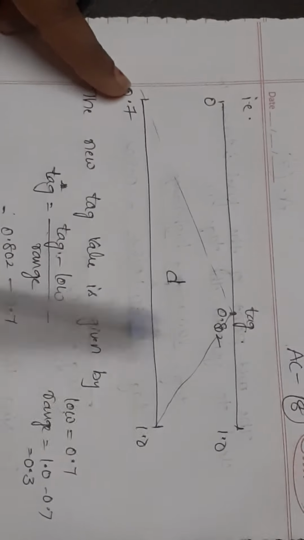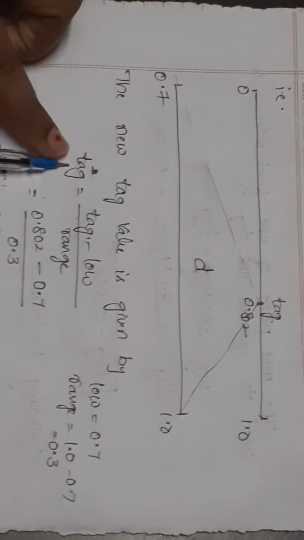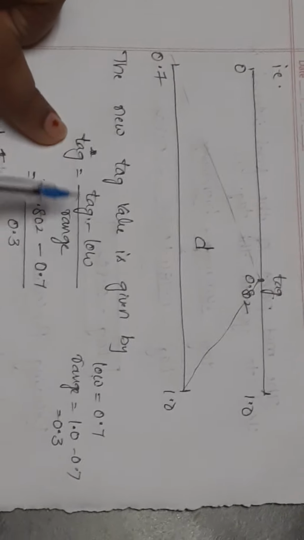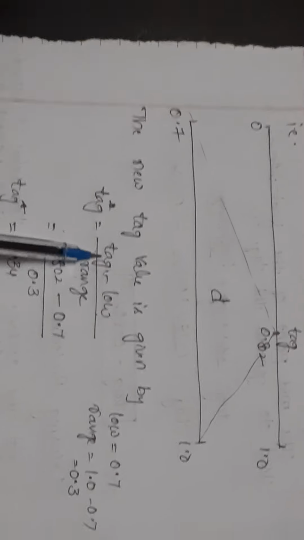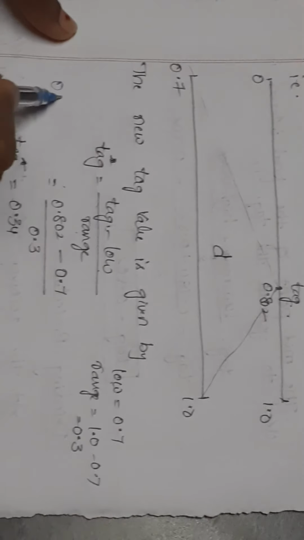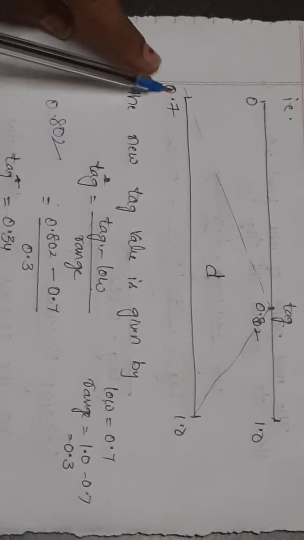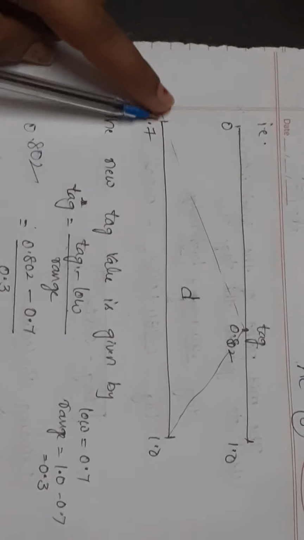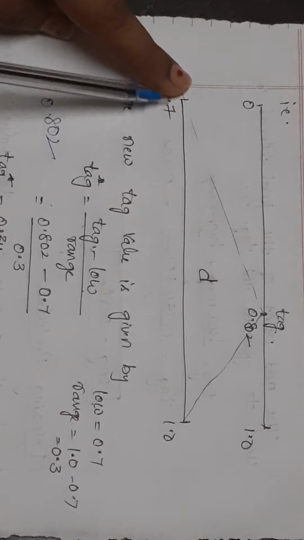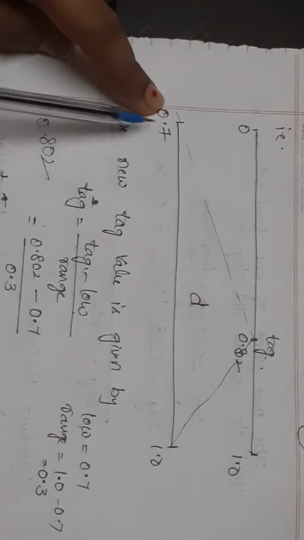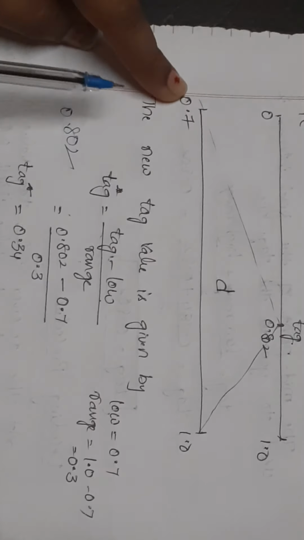To decode the next data, using this interval, I have to calculate the next value, that is, tag minus low divided by range. So the tag we got is 0.802. And the low, after decoding the D letter, the interval I got is 0.7 to 1.0.